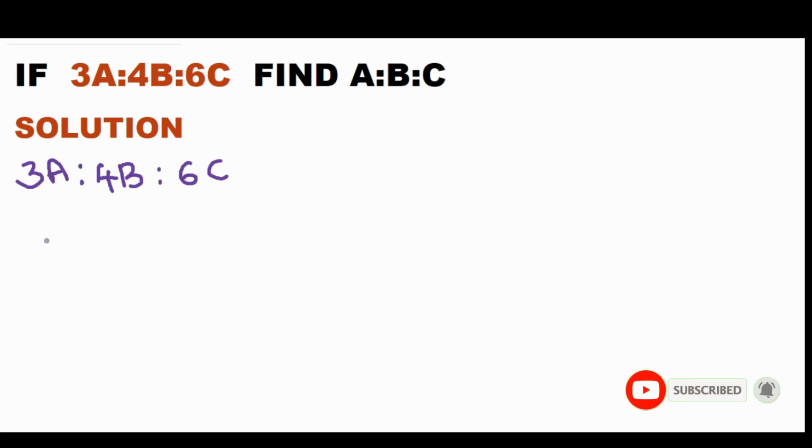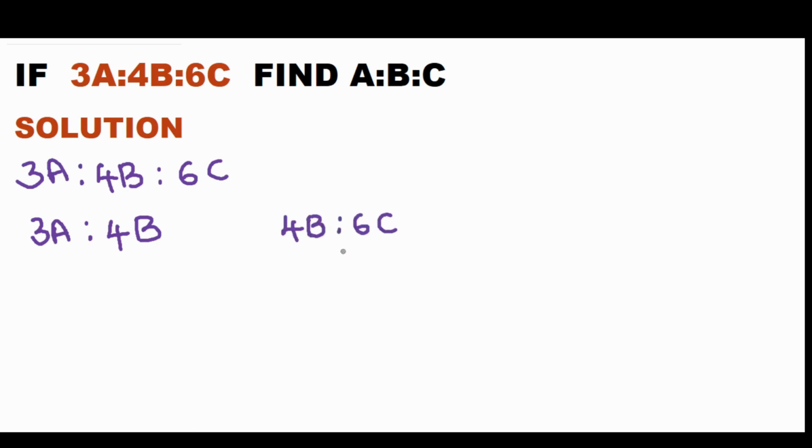Let's go for the second problem. If 3A is to 4B is to 6C, find A is to B is to C. So let's write the ratio. 3A is to 4B is to 6C. Let's take this ratio as 3A is to 4B as one ratio and the other as 4B is to 6C.